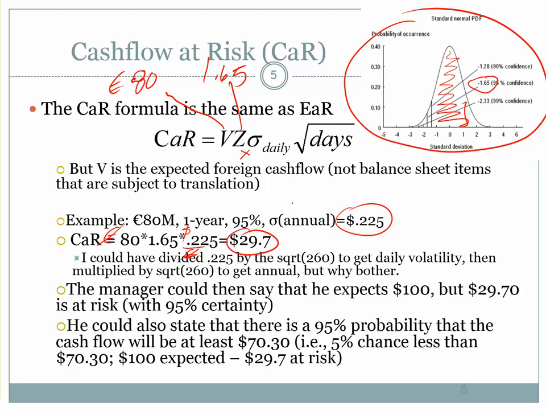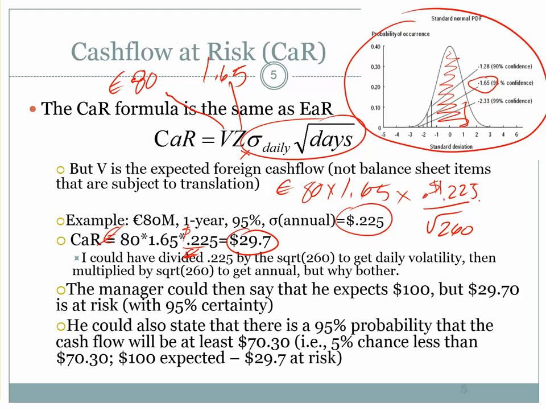Now in this case, I did something a little bit different. I could have taken 80 euros times 1.65, and if I were using this formula, I would need the daily standard deviation, which would be 0.225 divided by, say, the square root of 260 if you assume 260 trading days in a year. That'll give me a daily standard deviation. And then if I wanted an annual number, I then multiply times the square root of 260. But in this case, I'm going to do a little shortcut, and I know I need an annual at-risk number, so I'll just skip that and say it's 22.5 cents.